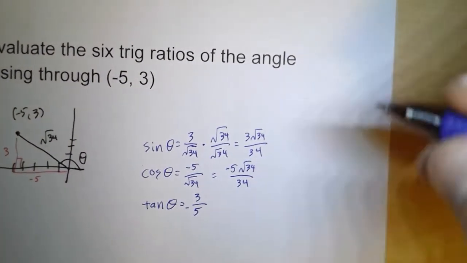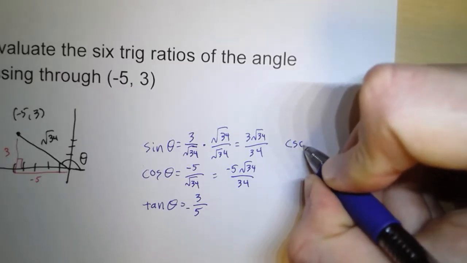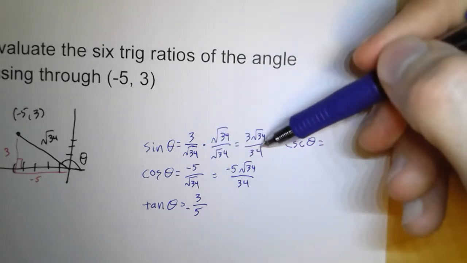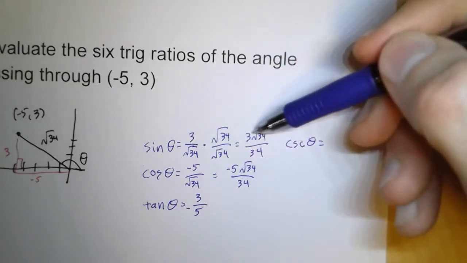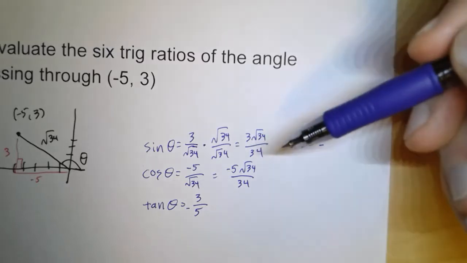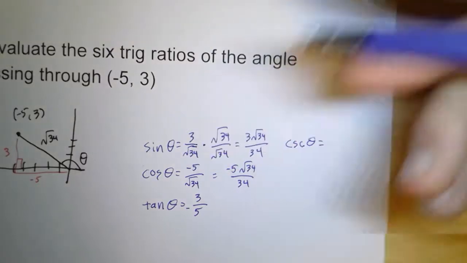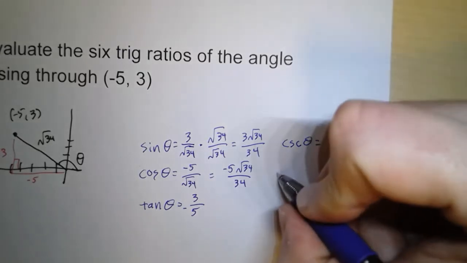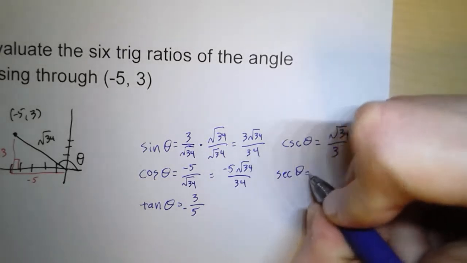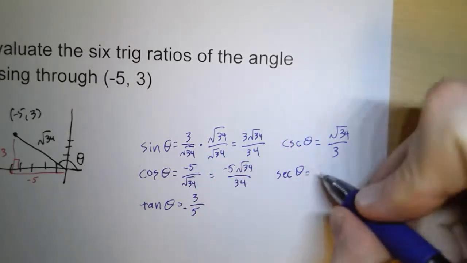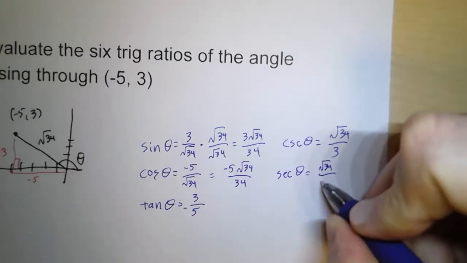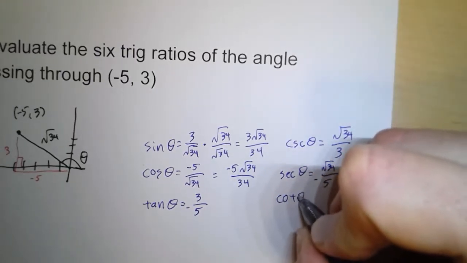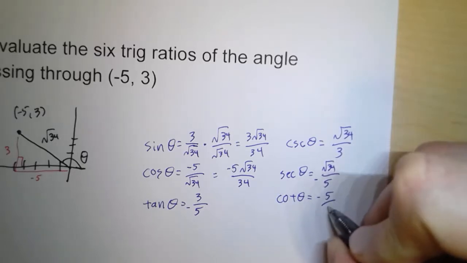So then the other 3 trig ratios, let's see, cosecant is going to be the reciprocal of sine. Now here's a reason why I want to also write out this form as well as this form, because I could take the reciprocal of this, but then I would have to re-rationalize the denominator. But if I take the reciprocal of this, I don't have to. It's just square root of 34 over 3. And then secant, if I take the reciprocal of this, I get square root of 34 over negative 5. And then cotangent of theta is going to be negative 5/3.